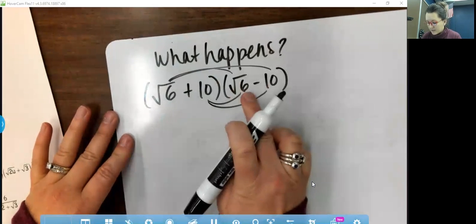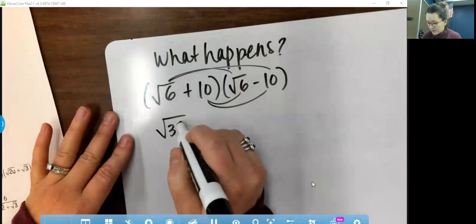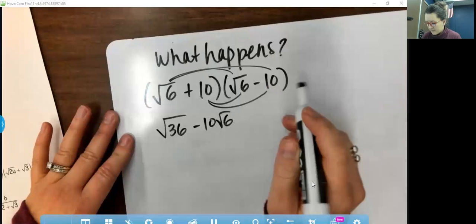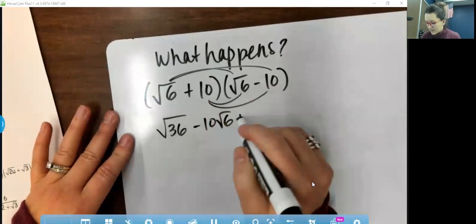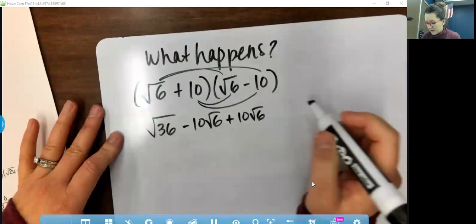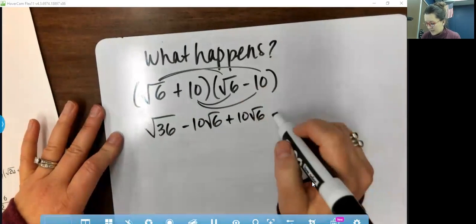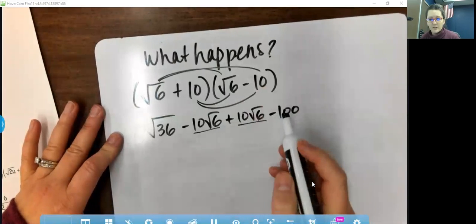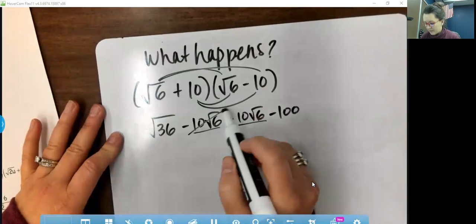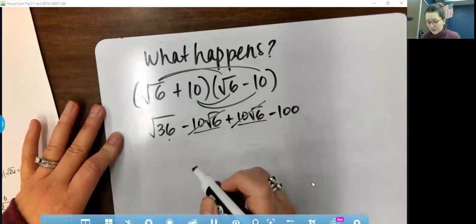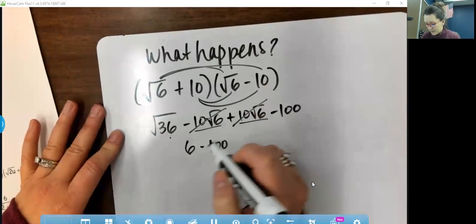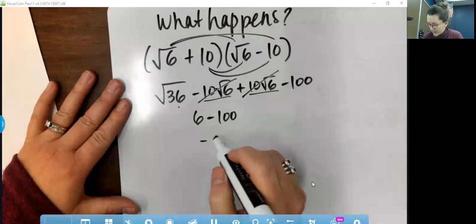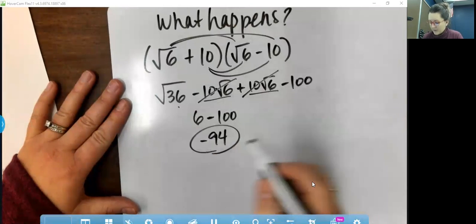All right, so square root 6 times square root 6 is square root 36. Square root 6 and negative 10 is negative 10 root 6. Positive 10 and root 6 is positive 10 root 6. Are you seeing it already? Positive 10 and negative 10 is negative 100. So what happens when we combine our like terms here? Look at that, one's positive, one's negative. Yeah, and then our square root of 36 is 6 minus 100. So 6 minus 100 is negative 94. So your answer there would be negative 94.